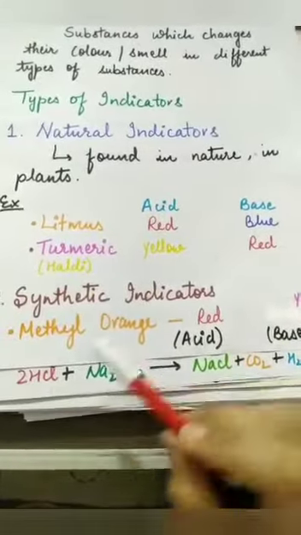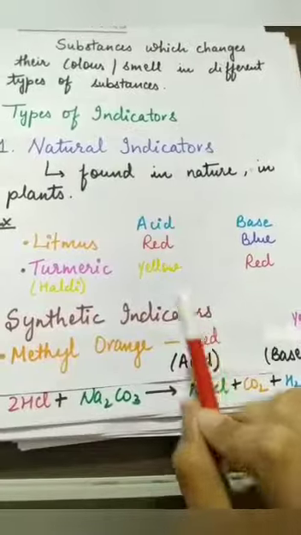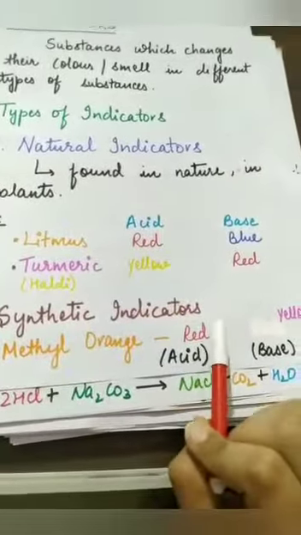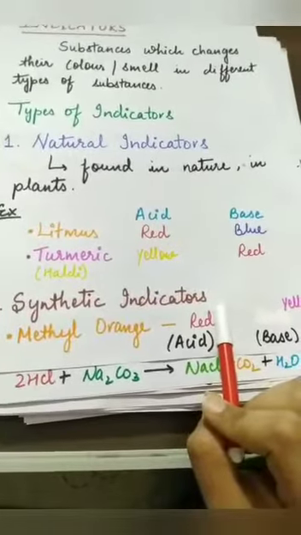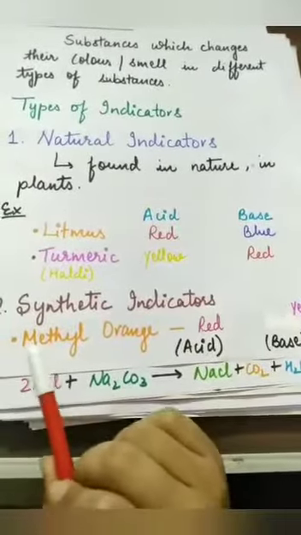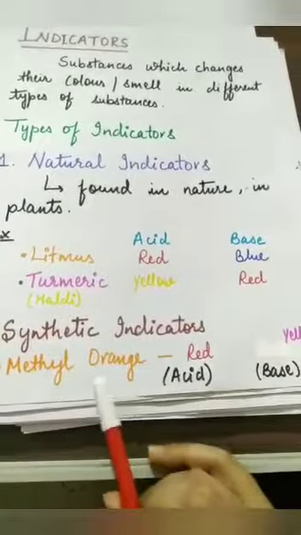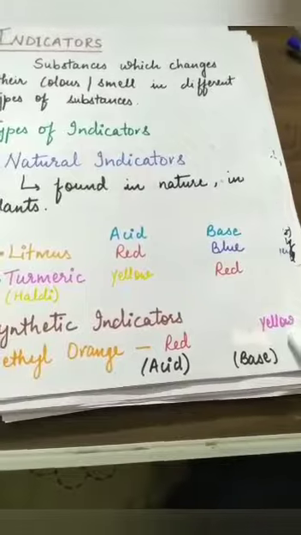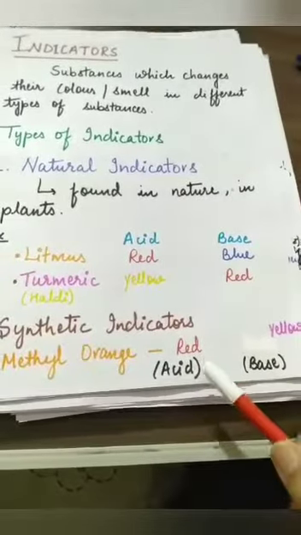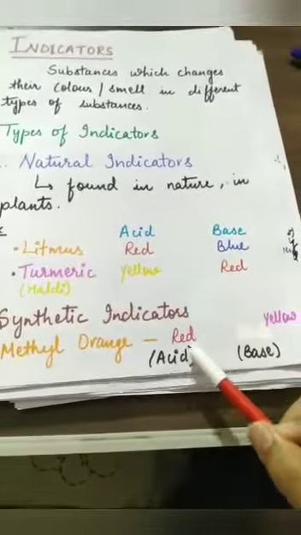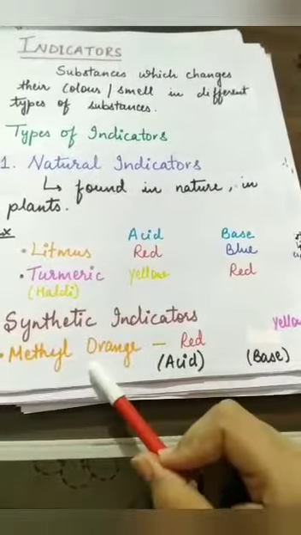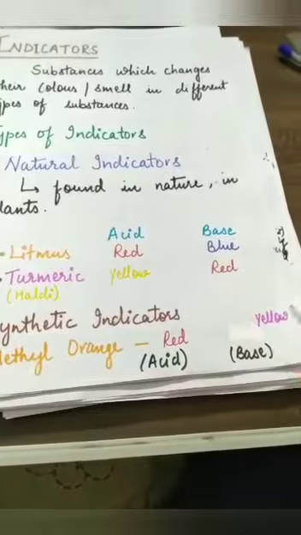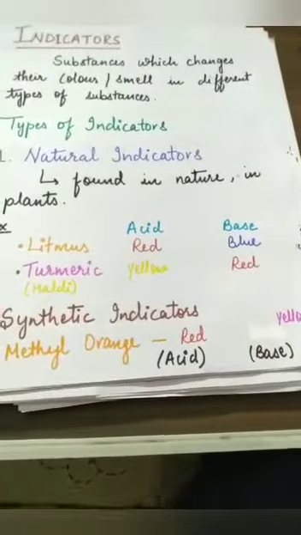Now next is synthetic indicators. These were the natural indicators. Second type is synthetic indicators. Synthetic indicators are the indicators which we use in lab, right? The first one is methyl orange. In methyl orange, it turns red in acid medium and yellow in basic medium. Methyl orange is orange in color and it turns red when it comes in contact with acid, and it turns yellow when it comes in contact with base.